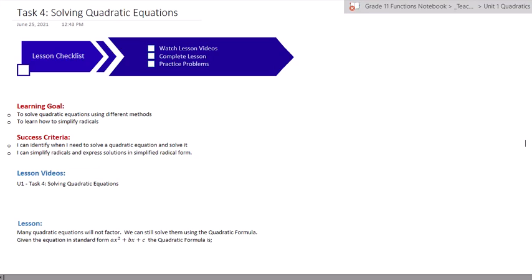This lesson will cover solving quadratic equations. The learning goal is to solve quadratic equations using different methods and to learn how to simplify radicals. Your success criteria is you can identify when you need to solve a quadratic equation and when to solve it, and you can simplify radicals and express solutions in simplified radical form.